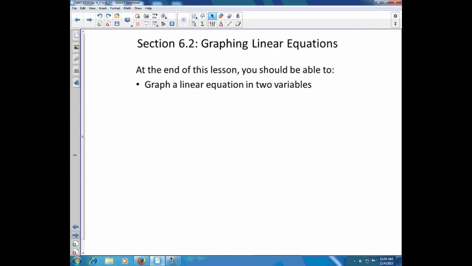So at the end of this lesson, you should be able to graph a linear equation with two variables.